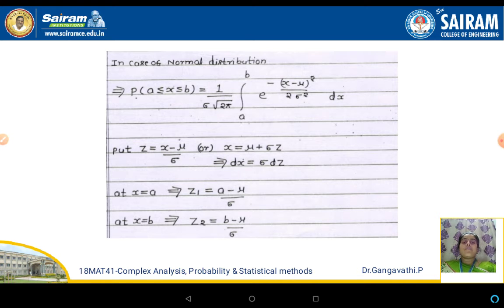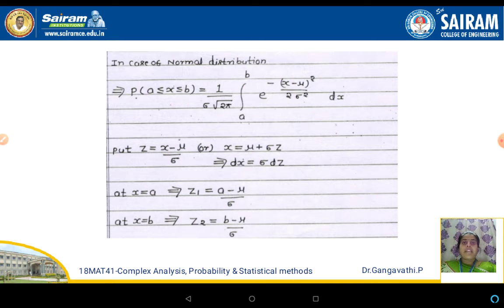So here let us substitute z is equal to x minus mu by sigma. Which gives us x is equal to mu plus sigma into z, and dx is equal to sigma into dz. So what we are trying to do here is, the first part what you have proved is for infinite limits, and every time we will not be getting infinite limits. So we will have some finite limits also. In such case, how to proceed? That is what has been explained in this particular slide.